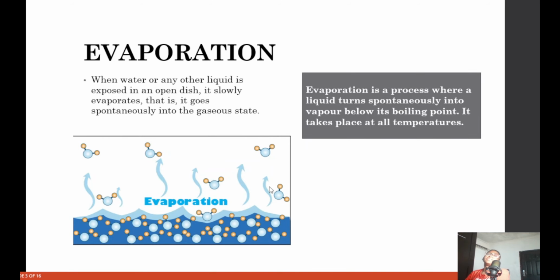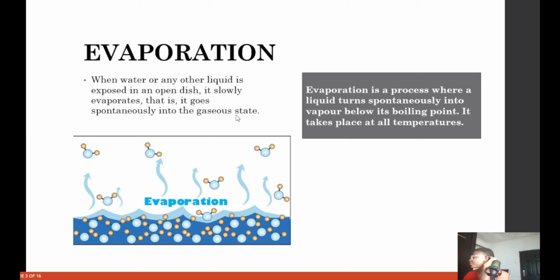Let's start by defining evaporation. What is evaporation? Evaporation is a process where a liquid turns spontaneously into vapor below its boiling point, and it takes place at all temperatures. When water or any other liquid is exposed in an open dish, it slowly evaporates. That is, it goes spontaneously into the gaseous state.